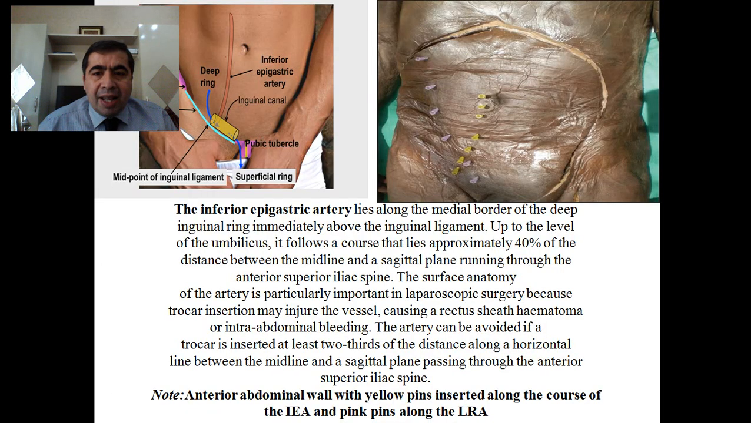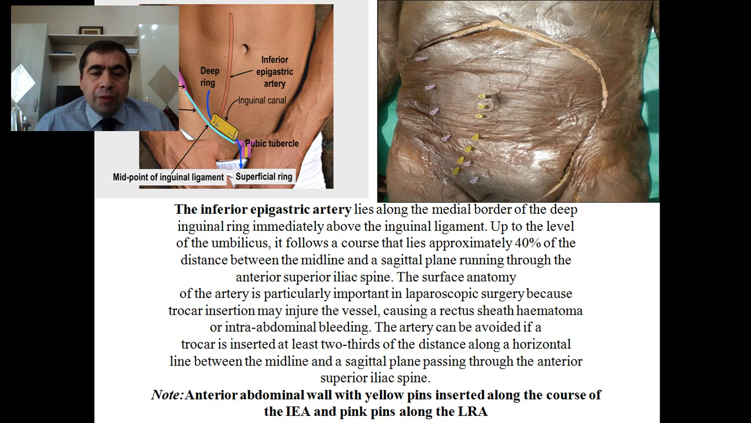The inferior epigastric artery, again in this preparation, the position, the projection. The inferior epigastric artery lies along the medial border of the deep inguinal ring, immediately above the inguinal ligament.